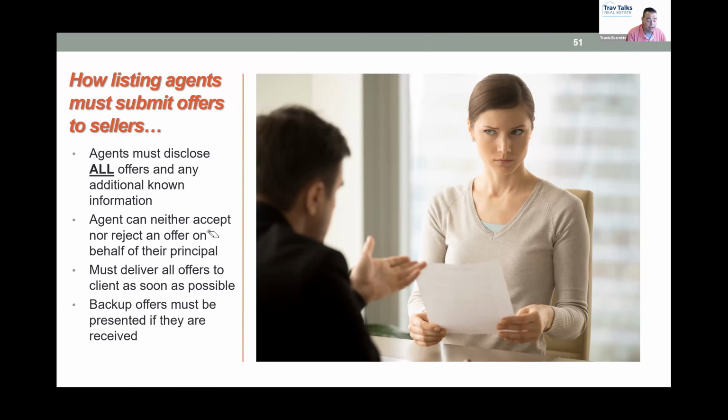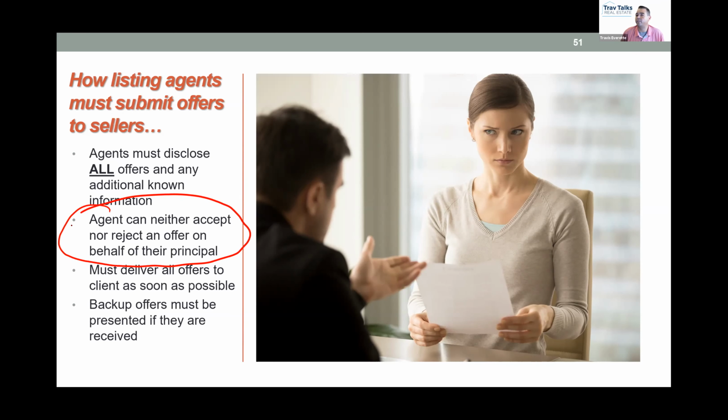We cannot accept or reject an offer on behalf of our clients in most circumstances, because we are what kind of agents mostly when we're working in sales? Special agents. We are special agents most of the time in sales transactions, which means we do not have the authority to accept or reject an offer. Could we be given that authority though?